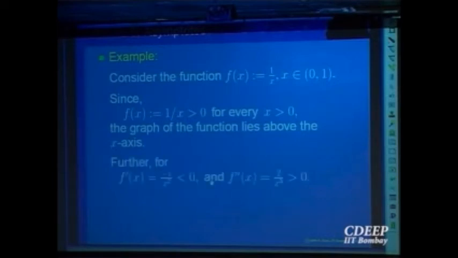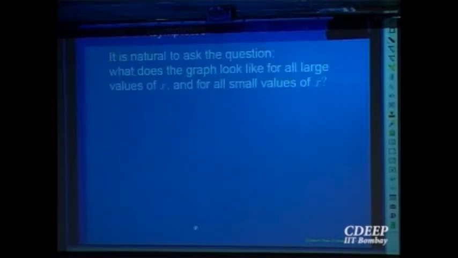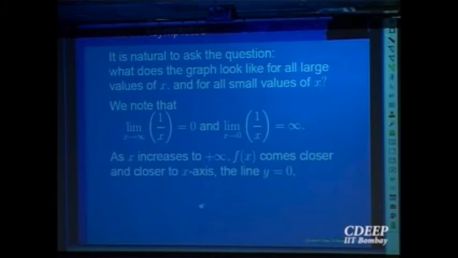Such behaviors, if you look at the second derivative also, you can look at. So it is a strictly decreasing and concave up function. So one analyzes that as x goes to plus infinity, it goes to 0, and when x is coming closer to 0, 1 over x is becoming larger and larger, so that becomes plus infinity, right? So such things we would like to make formal.